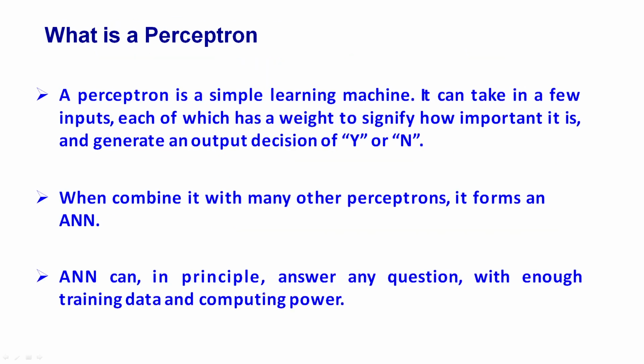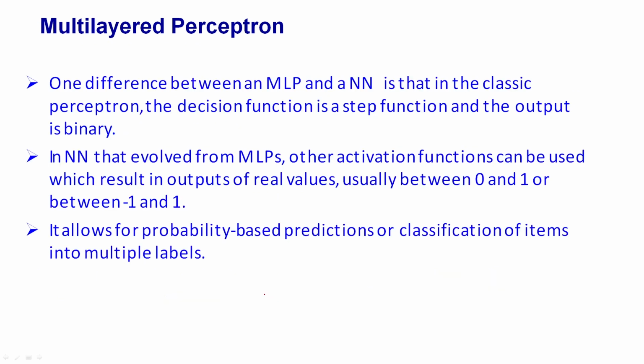So, I can go back. A perceptron is nothing but a simple machine learning tool, it gives decisions in terms of 0 and 1. But there is a difference between a multi-layer perceptron and a neural network. The difference is that the decision function is a step function here and the output is binary 0 and 1 in a multi-layer perceptron. A NN evolves basically from these multi-layer perceptrons only, but other activation functions can be used, not only this classical decision step function.